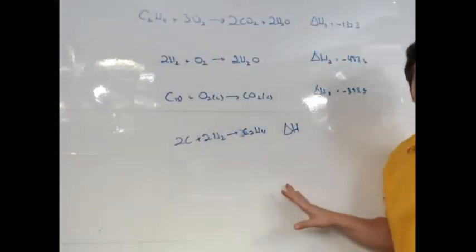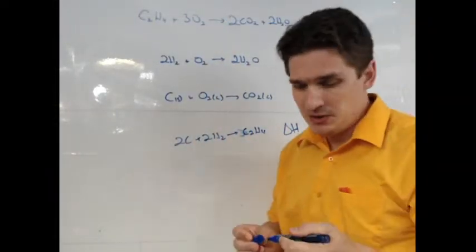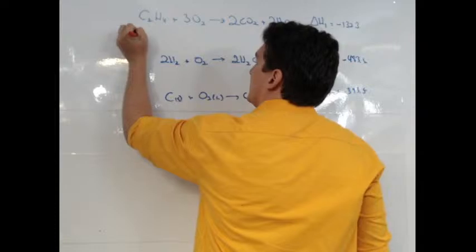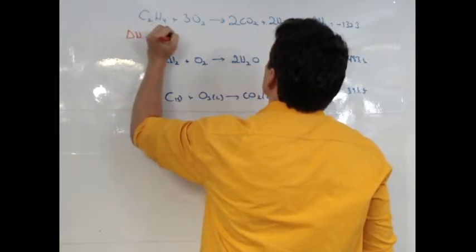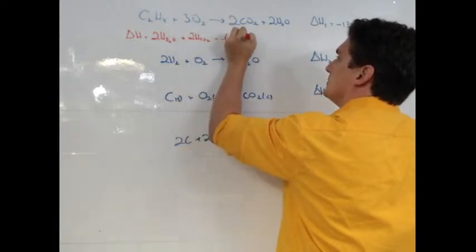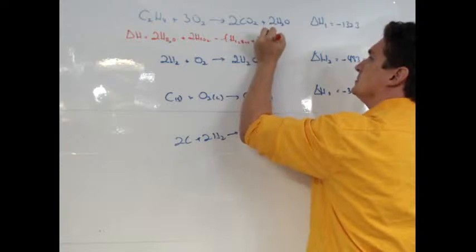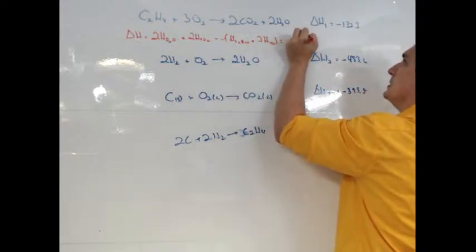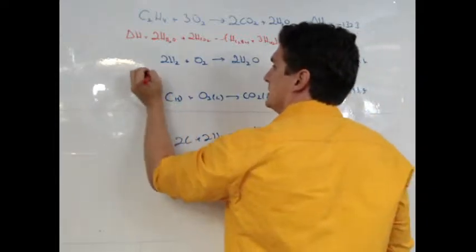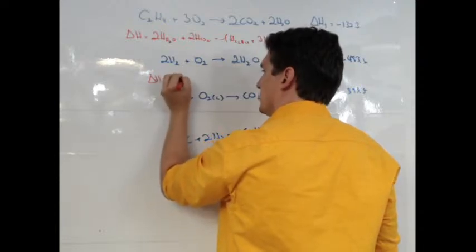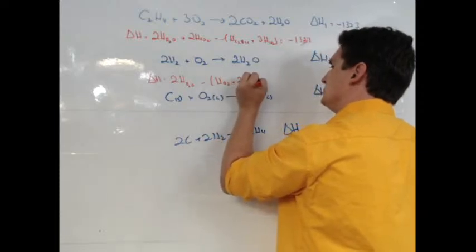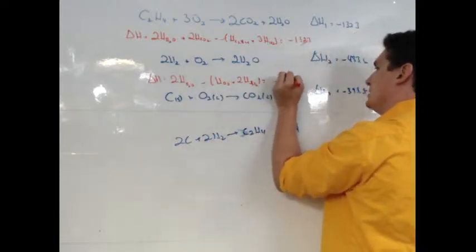So two ways you can approach this, adding and subtracting or writing out the Hess's Law expression. If we write out the Hess's Law expression, and I'll do this in red, the delta H here equals twice the enthalpy of H2O plus twice the enthalpy of CO2 minus the enthalpy of C2H4 plus 3 times the enthalpy of O2. And this whole thing equals minus 1,323 kilojoules per mole. Second one, delta H, twice the enthalpy of H2O, minus the enthalpy of O2, plus twice the enthalpy of H2, equals minus 483.6.